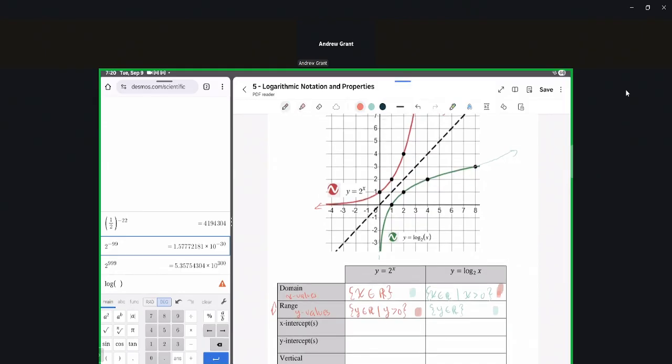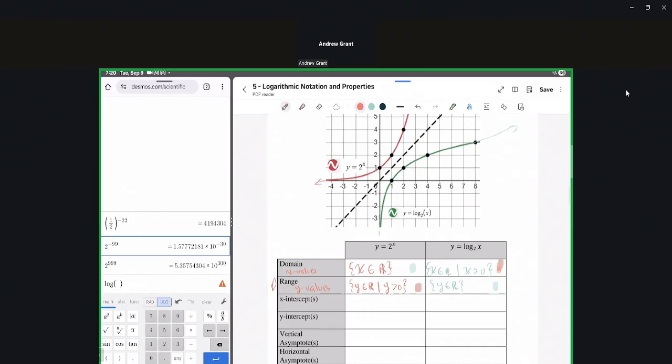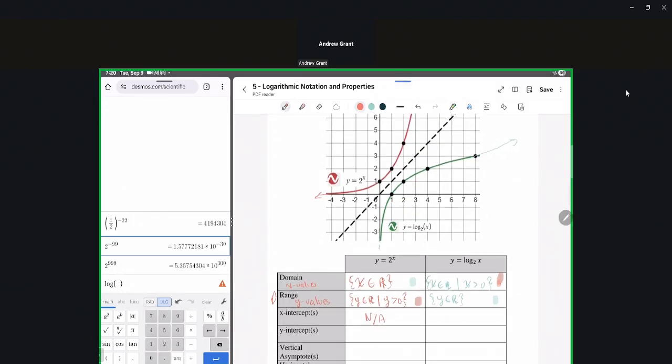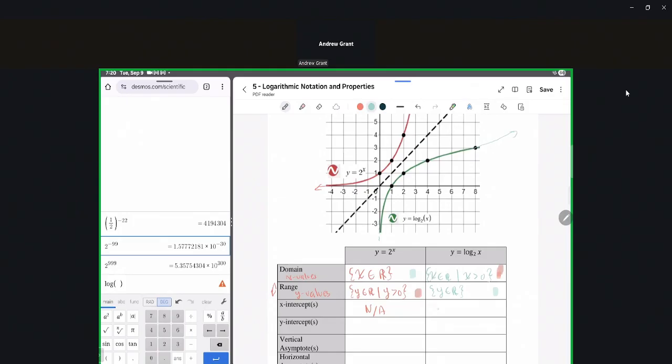For y equals 2 to the power of x, what's the x-intercept? There is no x-intercept, so it's not applicable. What's the x-intercept of y equals log base 2 of x? Well, it's going to be a 1 here. So we would just say that it has an x-intercept of 1.